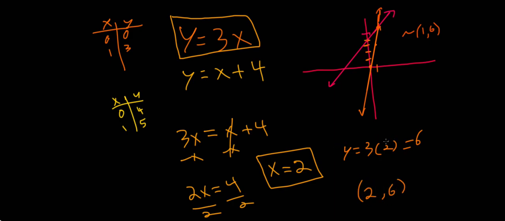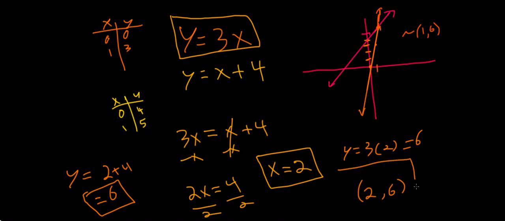And we can get the same y value by plugging it in the second equation. So let's plug in 2 in the second equation, so we get y equals, instead of x we can write 2, so 2 plus 4, which is equal to 6 as well. And that should be the case because that's where they cross, so they should have the same y value and the same x value. So our answer is 2 comma 6.